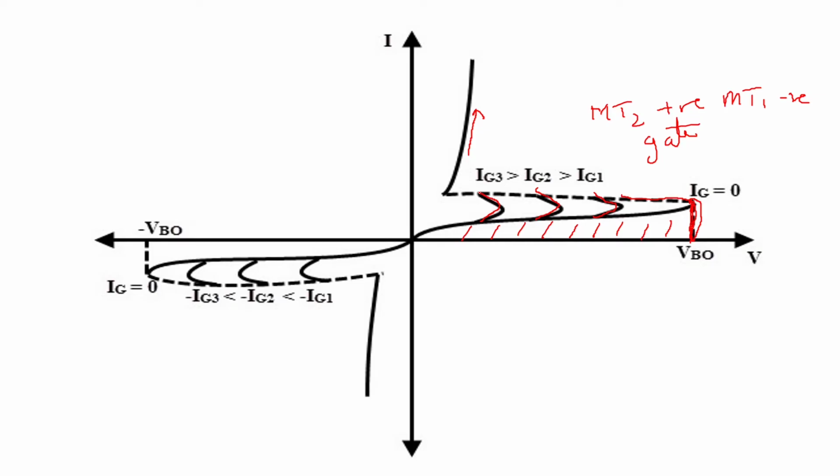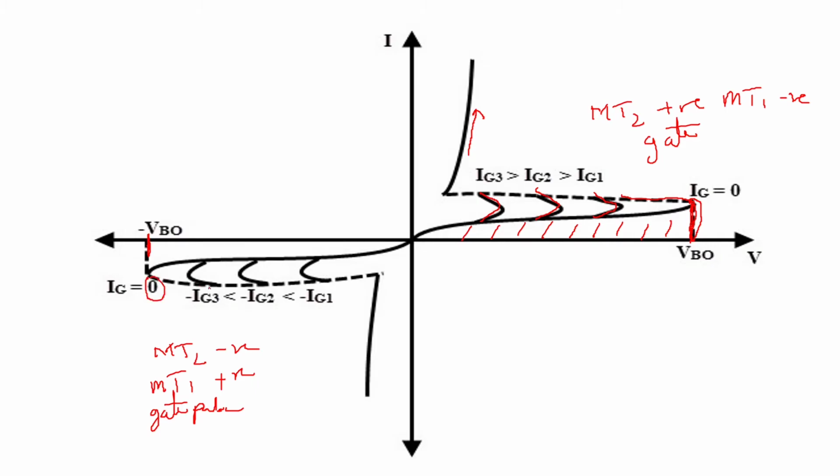Okay, now a similar thing will happen in quadrant 3 also, where MT2 will be negative and MT1 will be positive for the gate pulse. So here you can see if there is no gate, you have to come till here, where minus VBO is the voltage where the breakover takes place when the gate is 0.